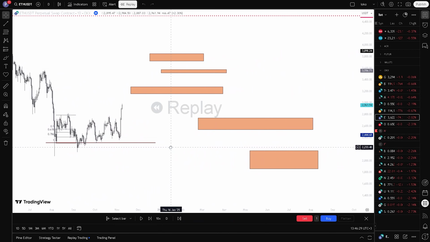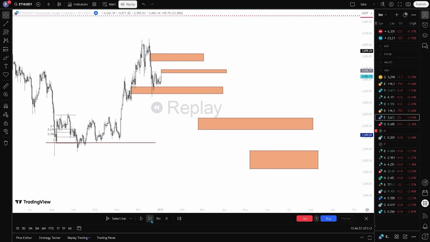Ever seen a candle just leave a gap on the chart and then price come back and fill it perfectly? That's no coincidence. That's what smart money traders call a fair value gap, and they use it to time sniper entries into the market. Today I'll show you what it is, why it matters and how to use it like the pros. So what is a fair value gap?